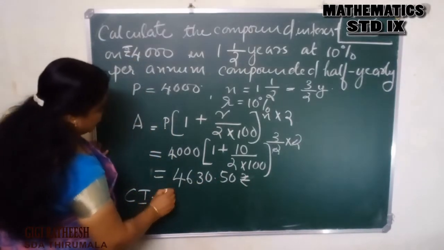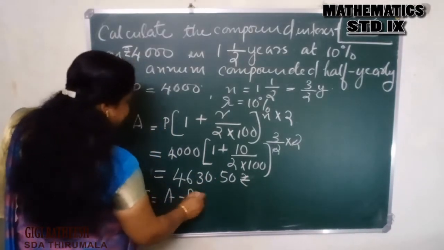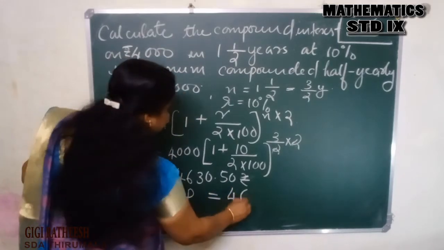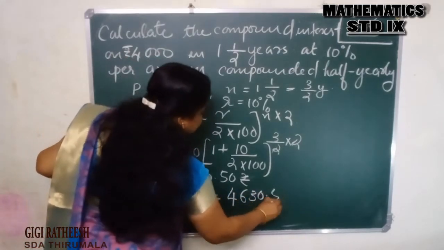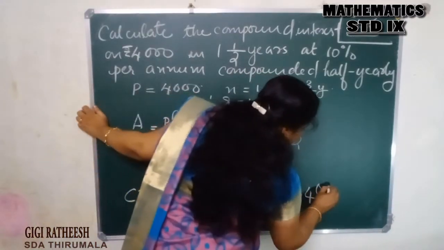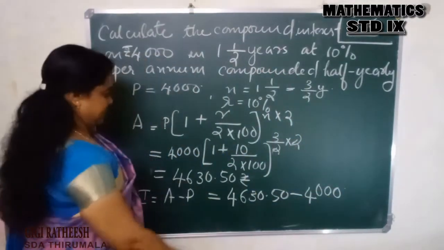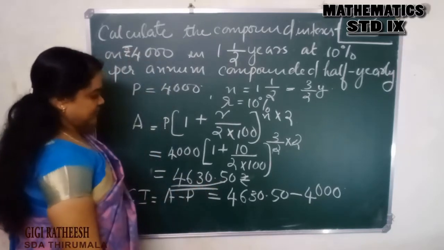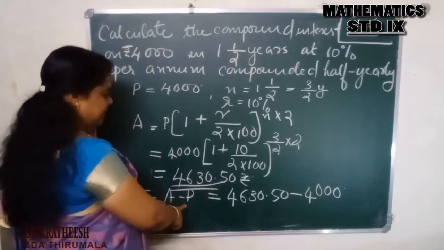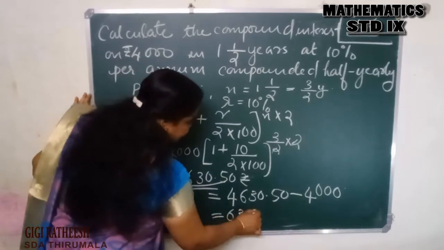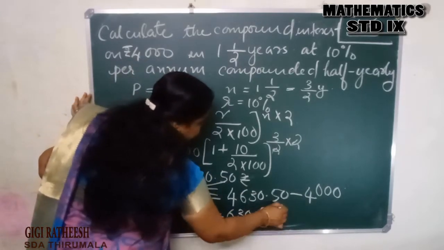CI is equal to A minus P. That is equal to 4630.50 minus 4000. A is equal to 4630.50 rupees minus P is equal to 4000, that is equal to 630.50 rupees.